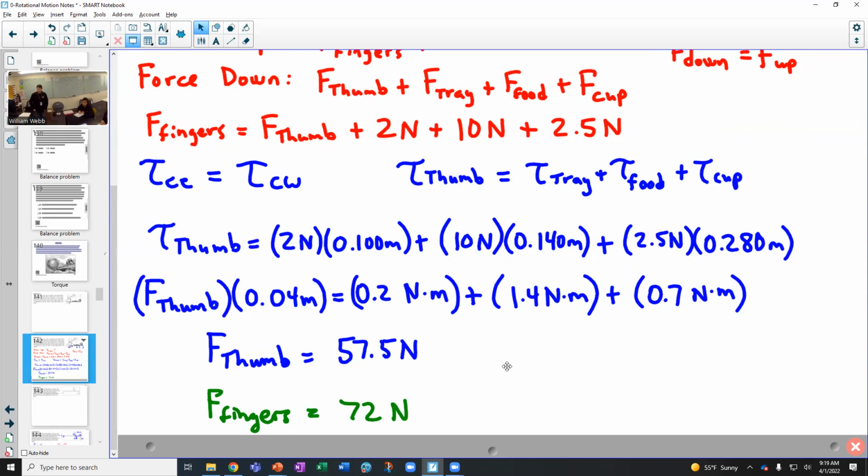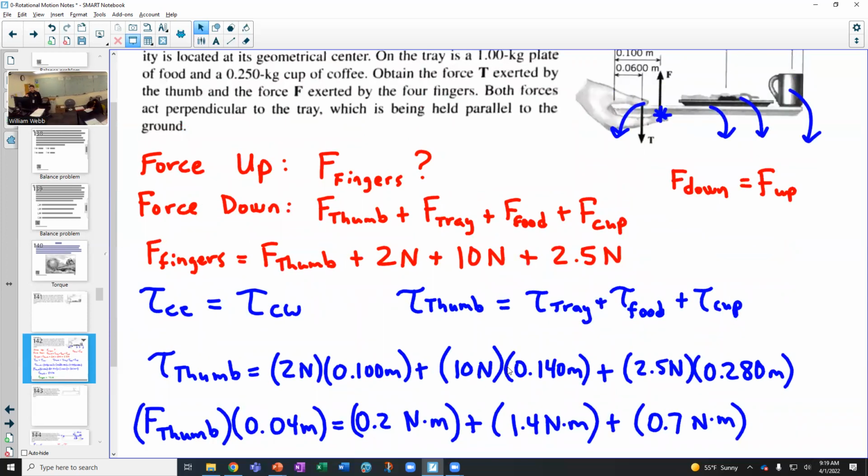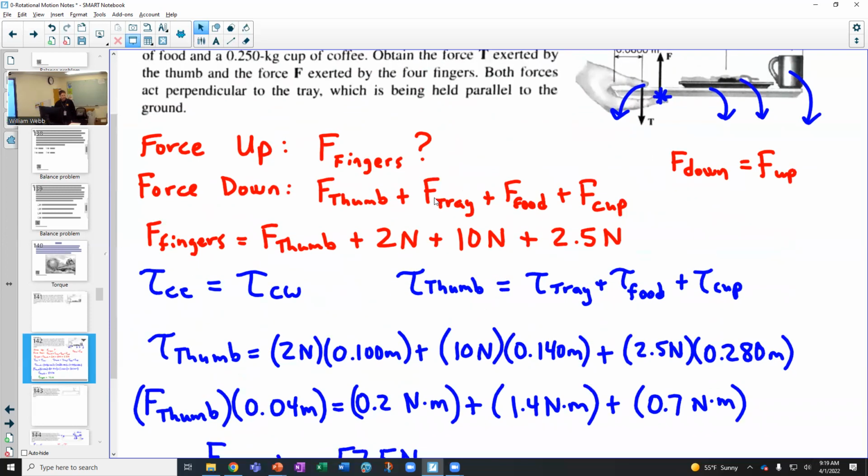They didn't actually say we had to find the torque, they just want the forces. But if they did want torque, we could. Wait, isn't that what T is then? Well, here they're saying T for thumb. It says obtain the force T, so they're just saying use T for the variable. I just used force thumb, but yeah. In the picture, they labeled this T and they labeled that F. I for sure wouldn't have chosen T, because then you would think torque.